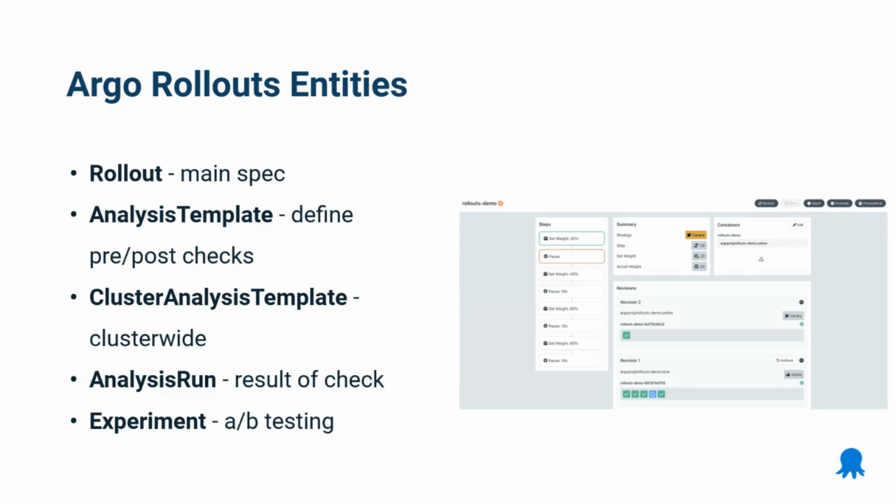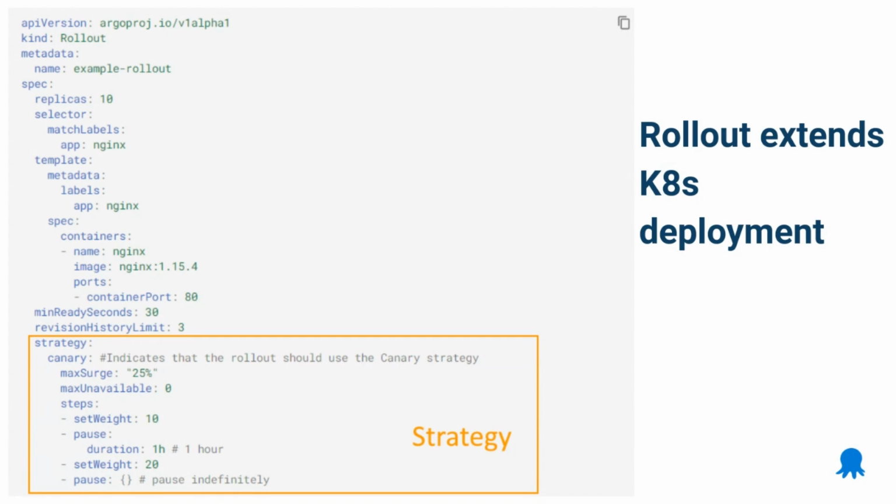Argo Rollouts defines its own Kubernetes resources. So Rollout is the main one that we are going to see, which explains how the deployment will happen. The analysis template is one that you can use for a smoke test or unit test to make a decision if the deployment will succeed or not. And then there are other resources like experiments that allow you to do A/B testing.